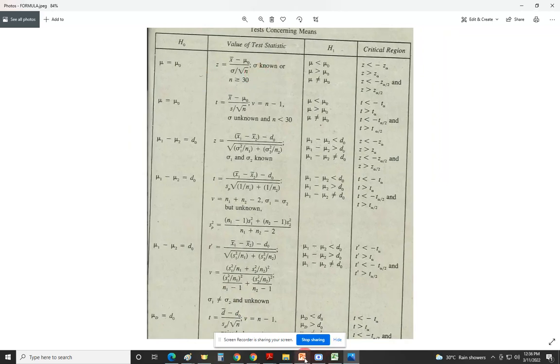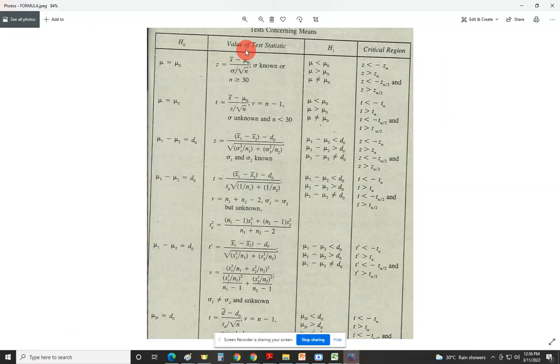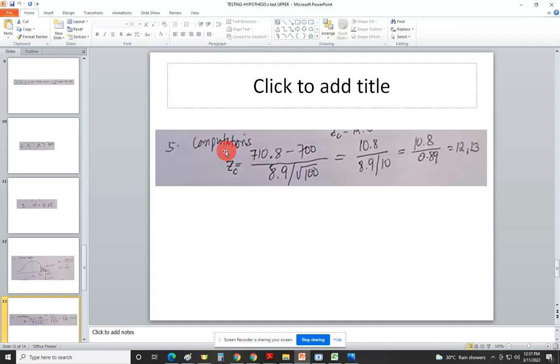Okay, that is why, let's go back to our presentation. I use this formula. Z is equal to x bar minus mu sub 0, kung ano yung sa ating null hypothesis, nakalagay doon, divided by the quotient of your sigma and the square root of your n. Okay, so that's the formula. That is why ito yung ginamit. Hindi ko lang nalagay yung formula, class.